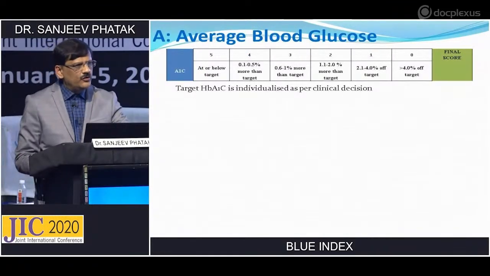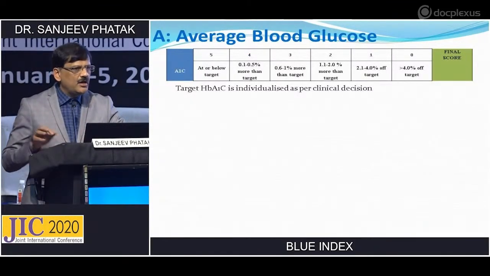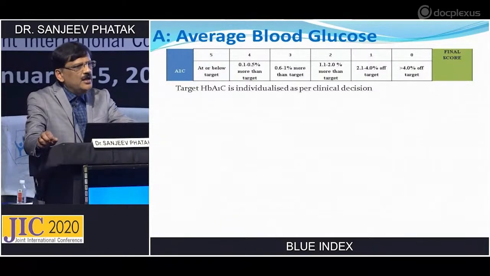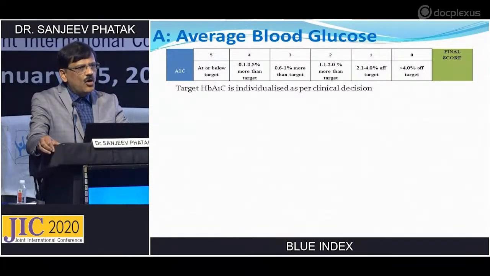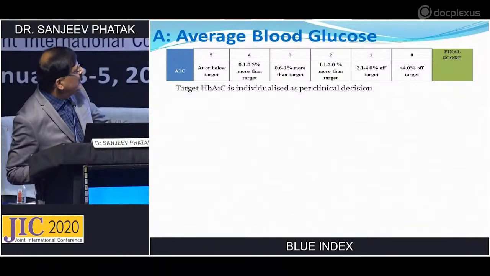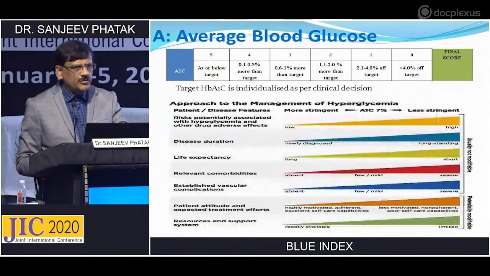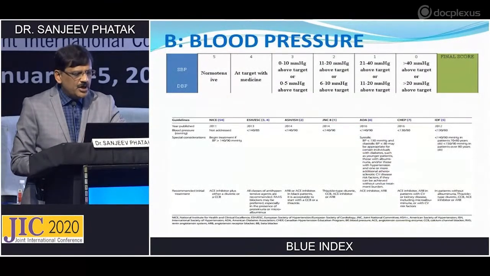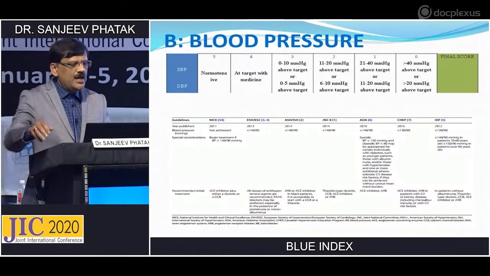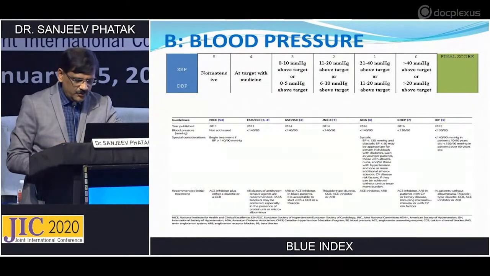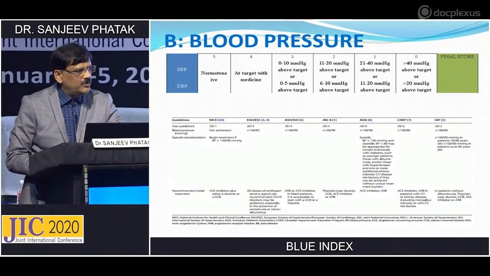A, that is average blood glucose. In this, we have included 3 parameters which are extremely important. That is A1C, fasting, and postprandial. And whenever indicated, need for self-monitoring of blood glucose or ambulatory glucose profile, which we often do, not in all patients, but whenever indicated. And based upon the A1C, closer to the target they are, higher the score they will get. I'll not go into details of this because of the want of time. B is for blood pressure. A normotensive patient without any antihypertensive gets full marks, whereas a person with higher blood pressure, in spite of medications, obviously will get lower marks.